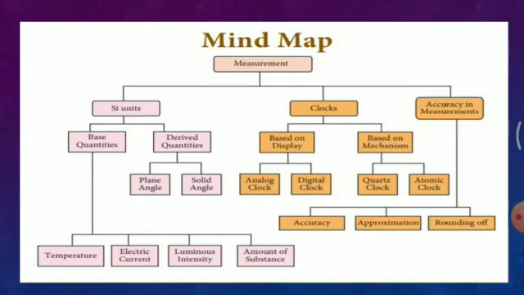And we discussed different types of clocks. Clocks are devices with which we measure time. Based on the display, clocks are of 2 types, and based on the mechanism, clocks are of 2 types. Analog clock and digital clock are different kinds of clocks based on the display. Quartz clock and atomic clock are different types based on the mechanism. Among these, atomic clocks are more accurate than any other kind of clock. And in accuracy of measurements, we discussed accuracy, precision, approximation, and rounding off.